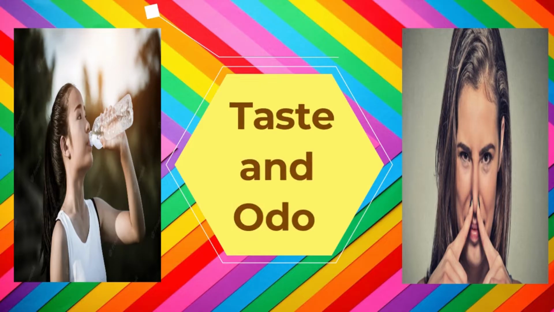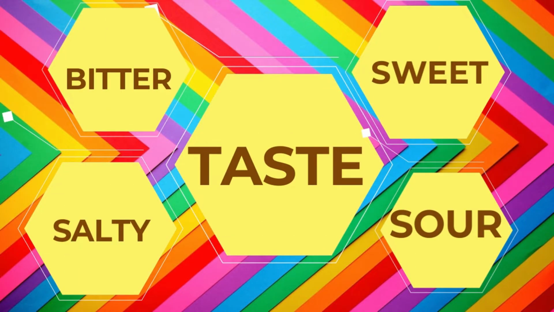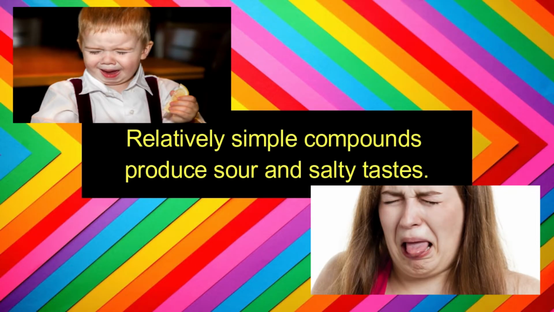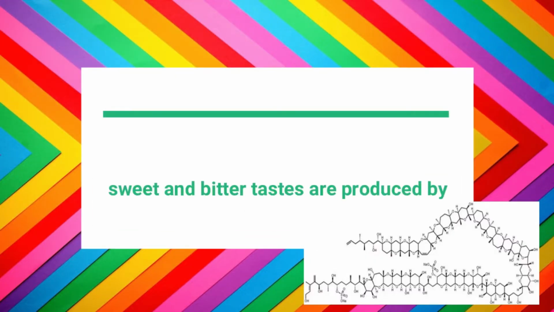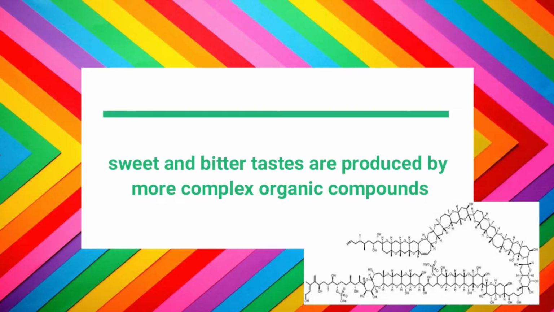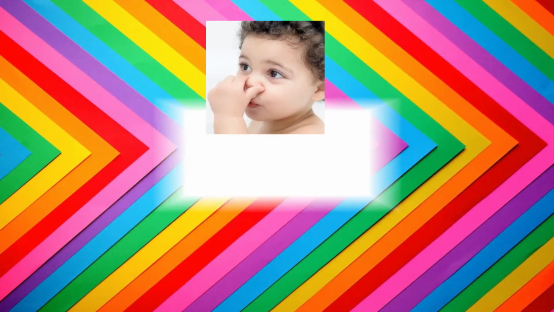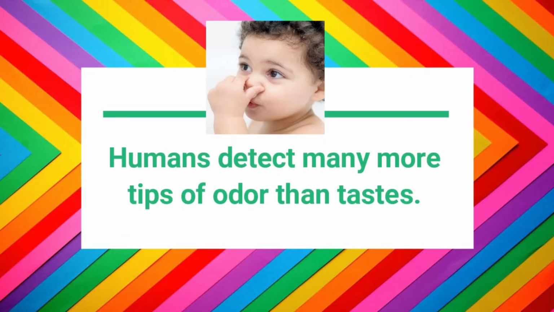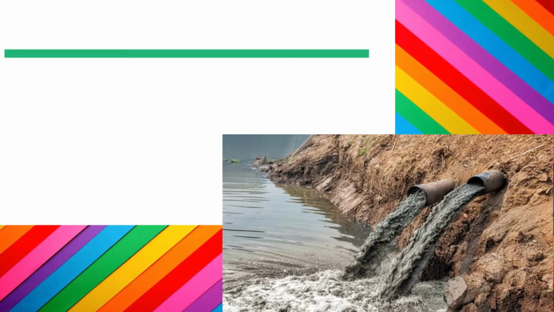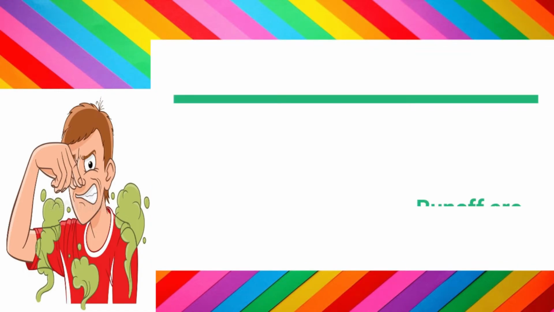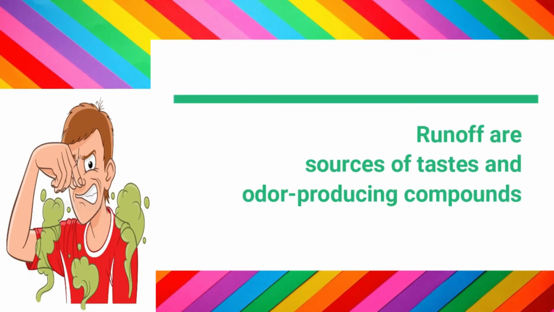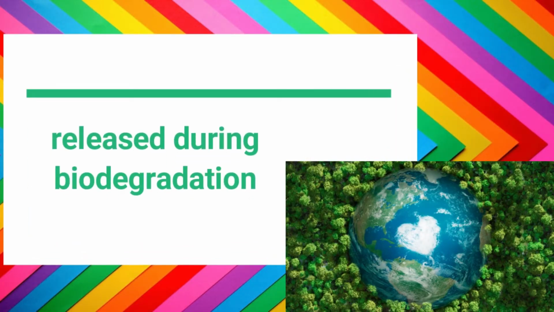Taste and odor are human perception of water quality. Human perception of taste include sour, salty, sweet, and bitter. Relatively simple compounds produce sour and salty tastes. However, sweet and bitter tastes are produced by more complex organic compounds. Humans detect many more types of odor than taste. Organic materials discharged directly to water, such as falling leaves, and runoff are sources of taste and odor-producing compounds released during biodegradation.